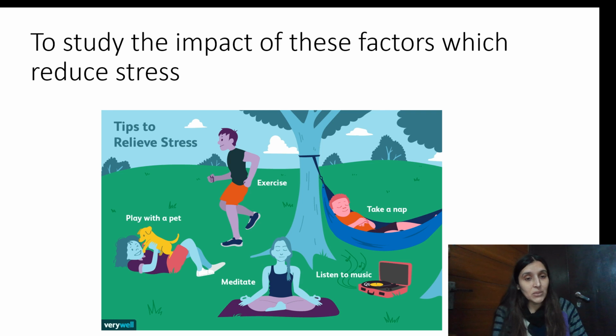Why multivariate? Because I am seeing the impact of exercise on stress, sleeping on stress, listening to music on stress, meditation on stress, playing with a pet on stress. So I'm seeing the impact of 5 variables on stress. Thus, it becomes a multivariate study. A few of these variables in causal research might not be direct variables. I could be taking them as moderators or mediators.